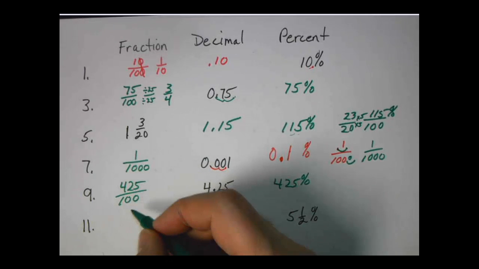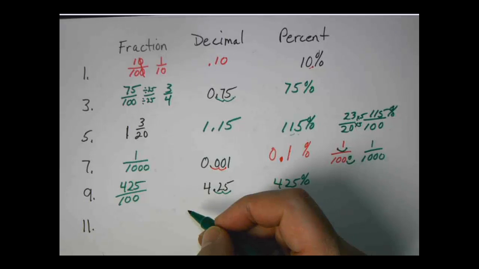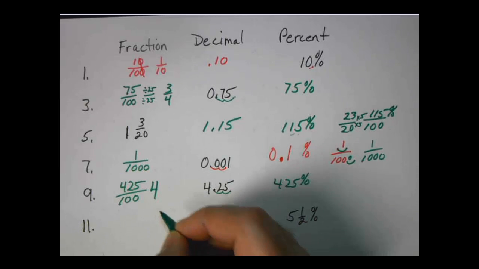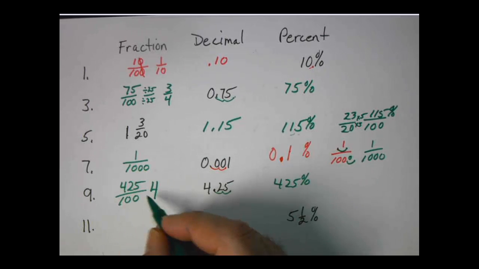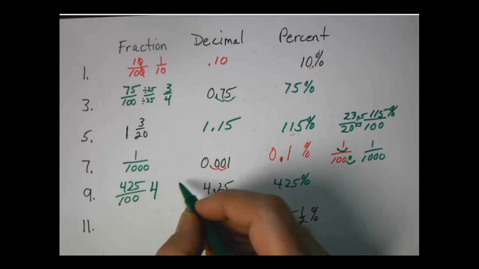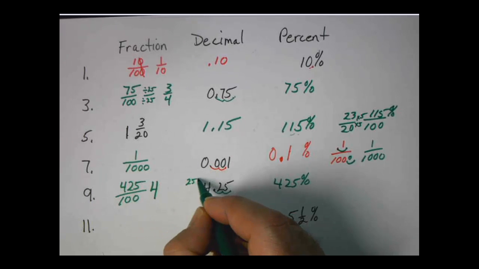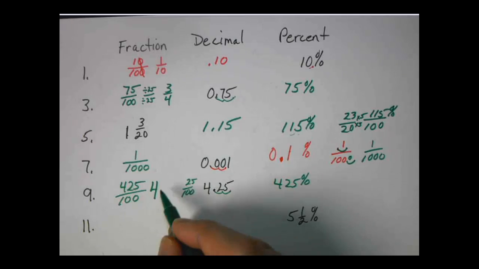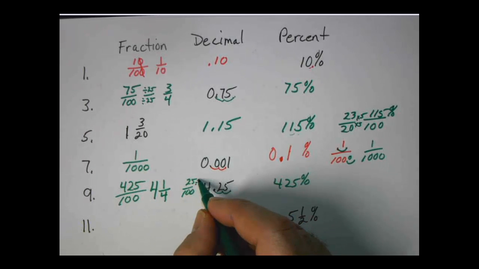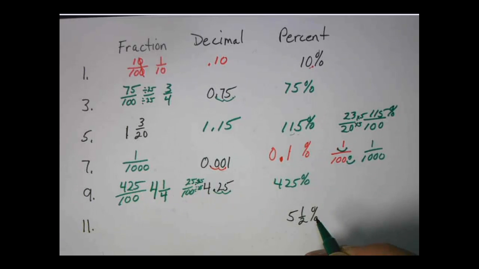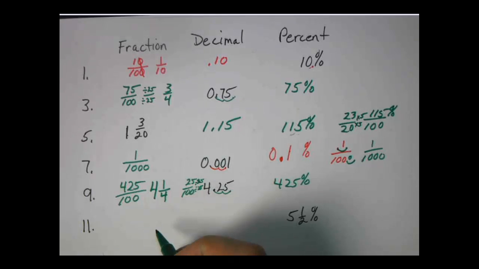Top's bigger than the bottom, so how many hundreds in 400? We would have 4, so that's going to be a whole number. We have 25 hundredths left over, so 25 hundredths is going to reduce to, correct, 1/4, because we divide both sides by 25. And that'll give us the 1/4.